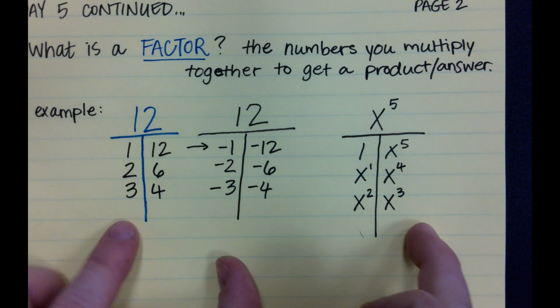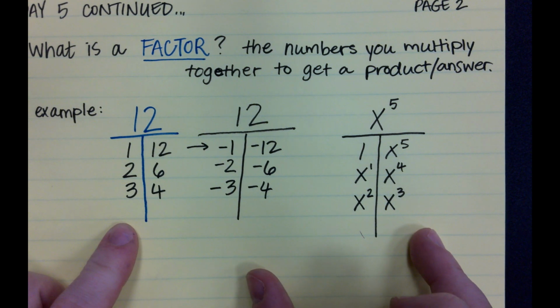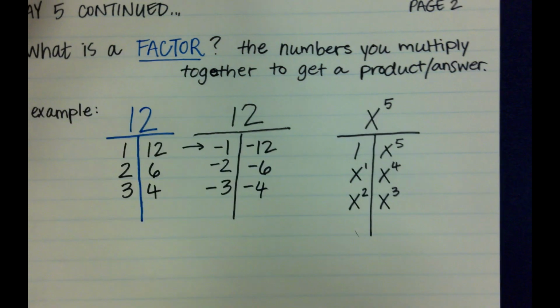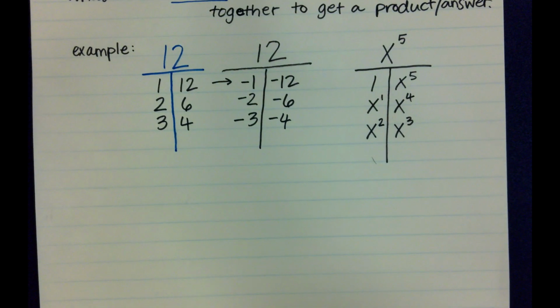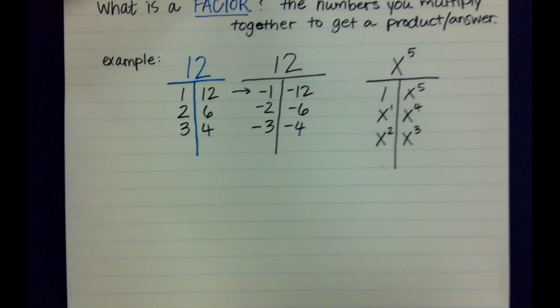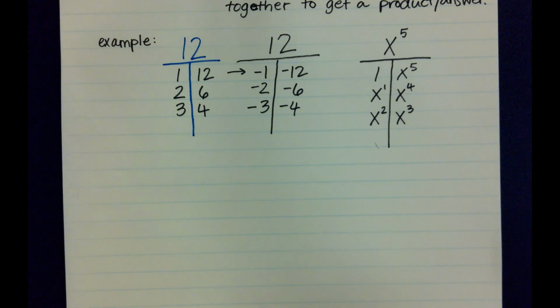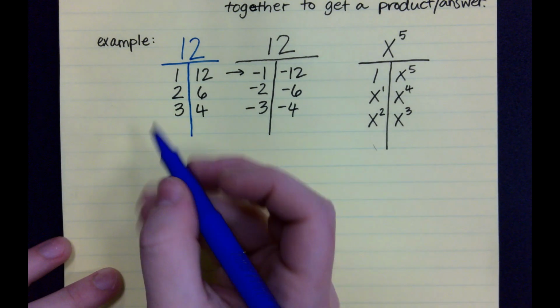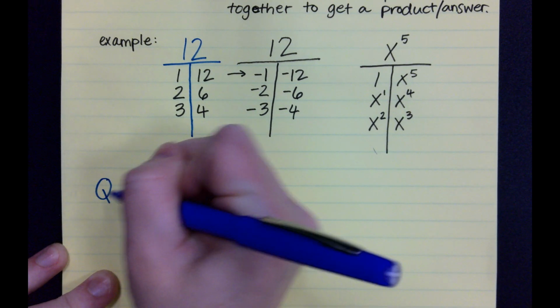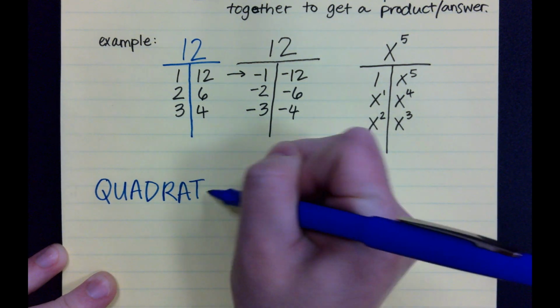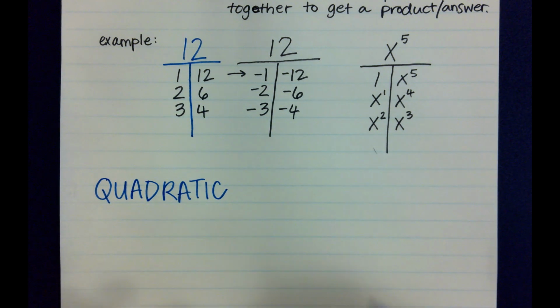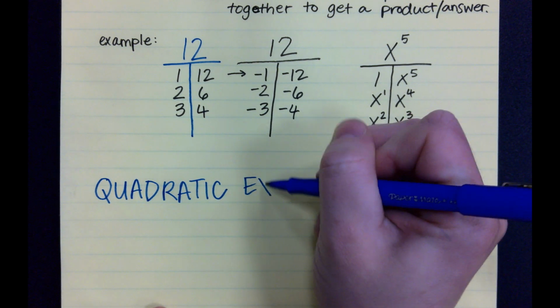Okay, so if you guys are able to do this part, that's excellent. I think we're ready for the next part. So we know what a factor is. It's just multiplying numbers to get a final number. Now we're going to learn what a quadratic expression is. So let's make a little chart of what that is. I want you to label your page quadratic expressions.